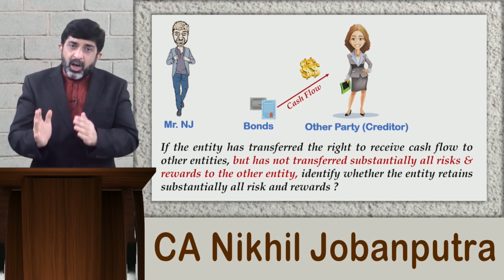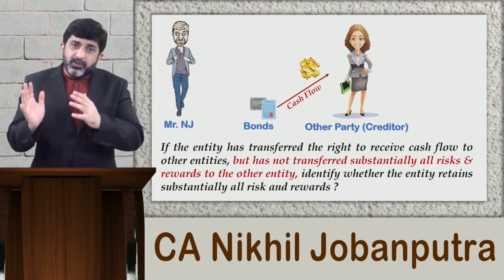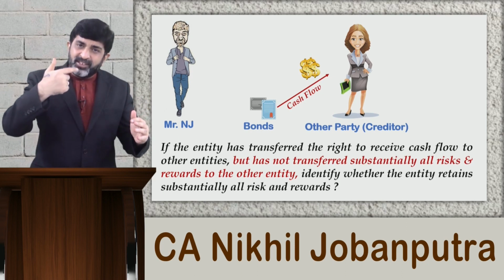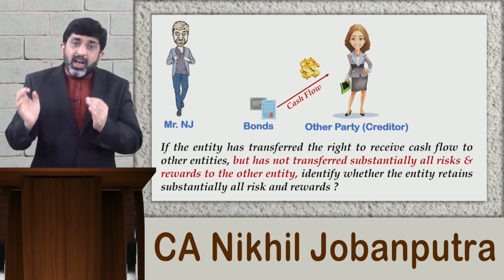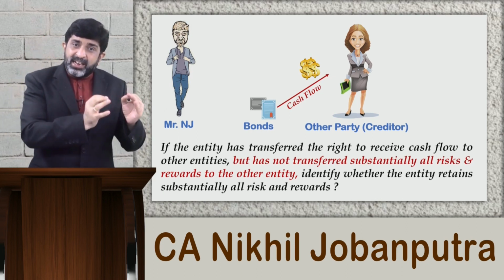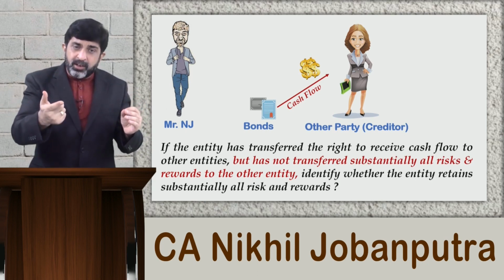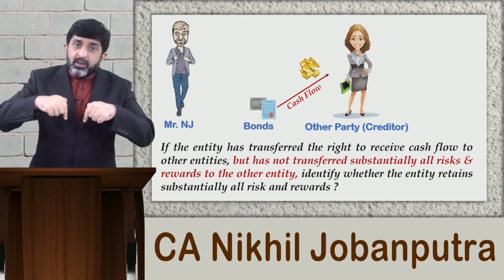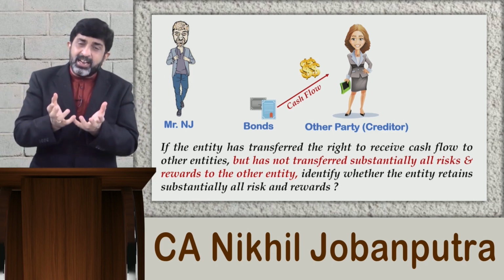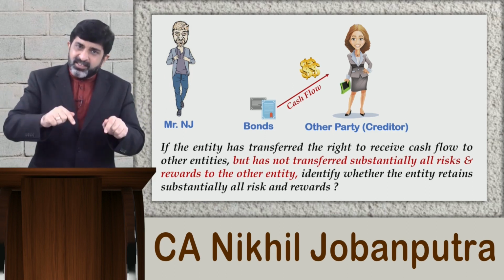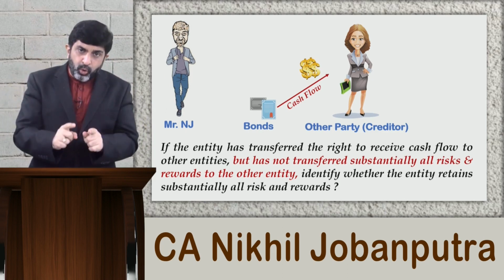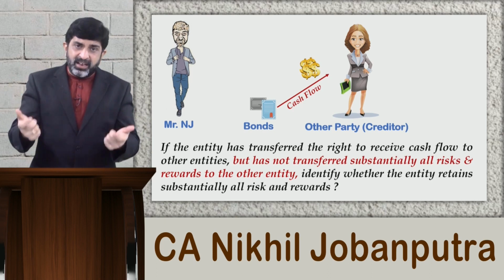Along with the bonds, if the risks and rewards are transferred, the asset should be derecognized. Along with the bonds, if risks and rewards are not transferred, then this question arises: do I continue to have risks and rewards retained in my hand? If the answer is yes, continue to recognize. If the answer to that question is no, I told you, then the problem may arise.